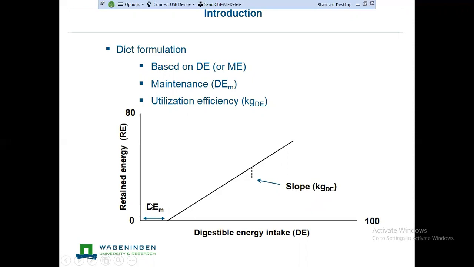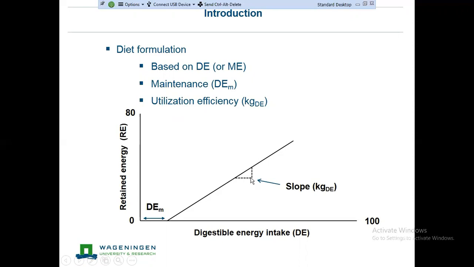And the digestible energy required for maintenance is at this point. When we're talking about the DE approach in fish feed, we would like to know how much digestible energy is used for growth. So we mention the utilization efficiency, the slope. That is the main focus of this approach.